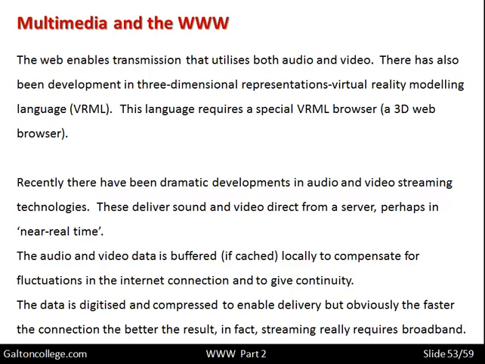The data is digitized and compressed to enable delivery, but obviously the faster the connection, the better the result. In fact, streaming really requires a very fast connection. Videos would need between 300 and 500 kilobits per second. That would give good quality, but it depends also on the quality of the video that's been streamed. If it's streaming in high definition, then certainly the upper end of that. Like everything with the internet, I suppose the more there is, the better it is.